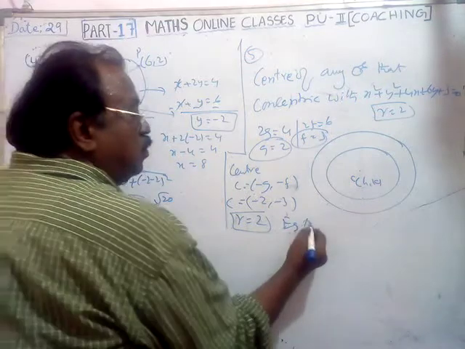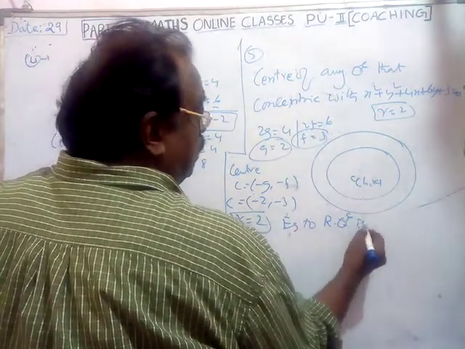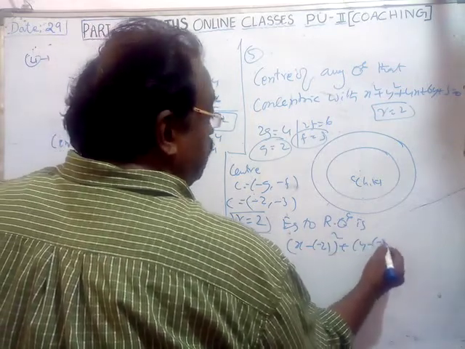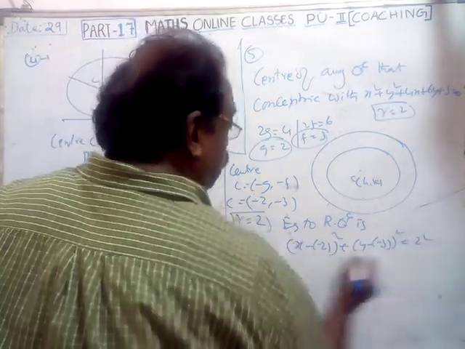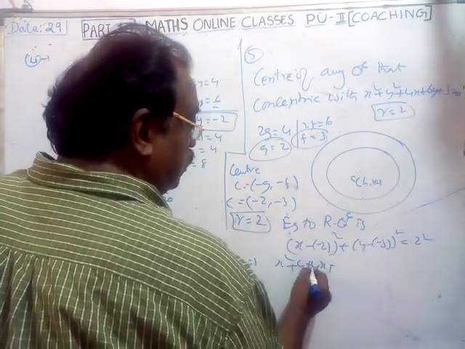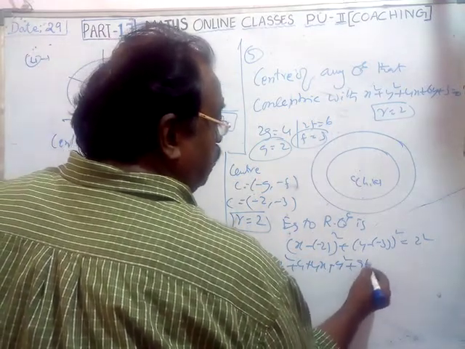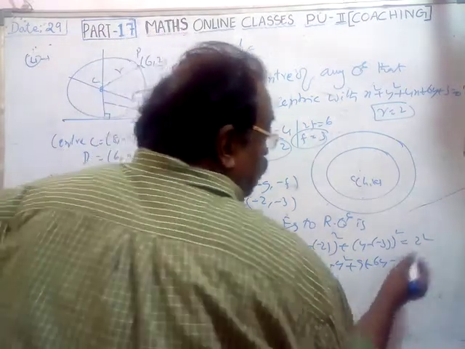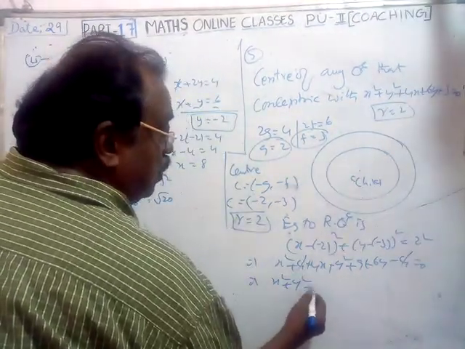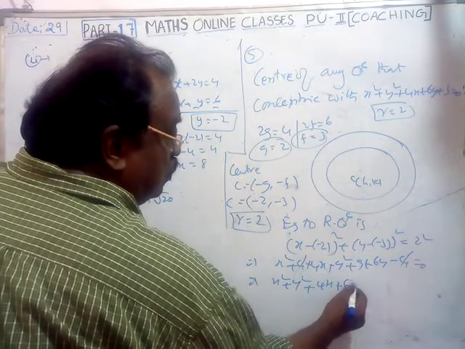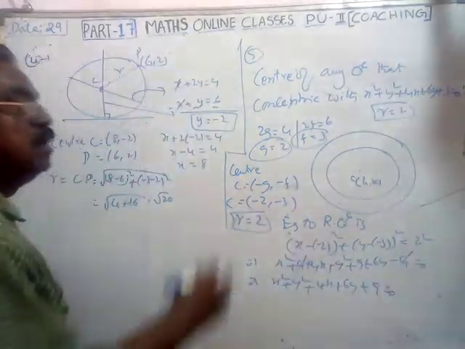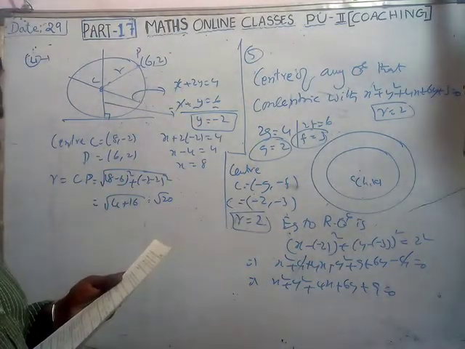So the equation of the required circle is (x minus of minus 2) square plus (y minus of minus 3) square is equal to 2 square. So x square plus 4 plus 4x, y square plus 9 plus 6y, minus 4 is equal to 0. So this 4 cancels. We get x square plus y square plus 4x plus 6y plus 9 is equal to 0. That is the concept of concentric circles.